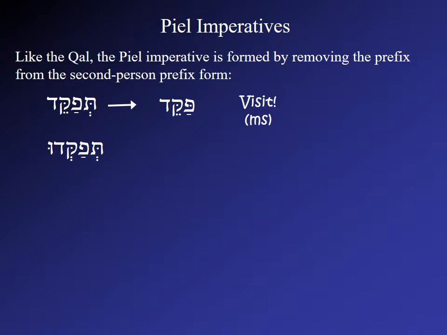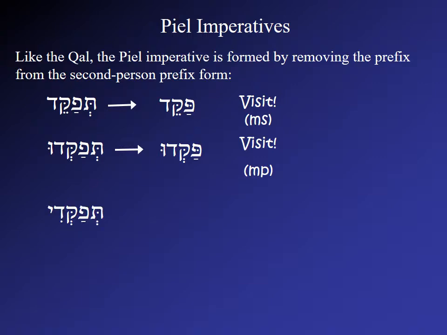Now if we want to look at masculine plural, tefakdu, take our prefix off and we get pakdu. Notice that there's no vowel changes here either. Nothing to resolve as there was in the Qal. The dagesh in the pe is simply a dagesh lene because this is a begadkefat letter. It has no grammatical significance. Pakdu, visit, you masculine plural things.